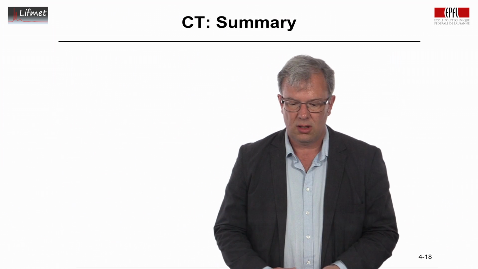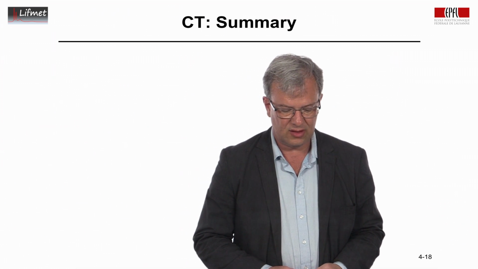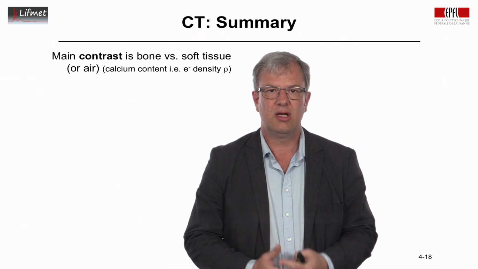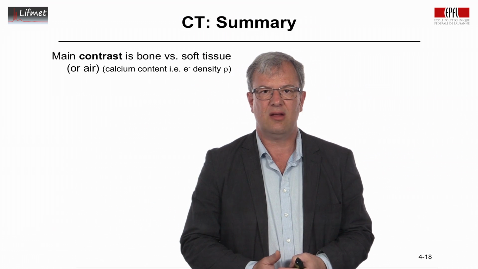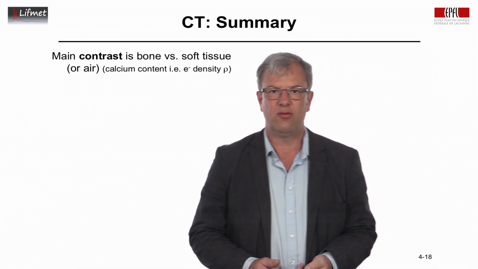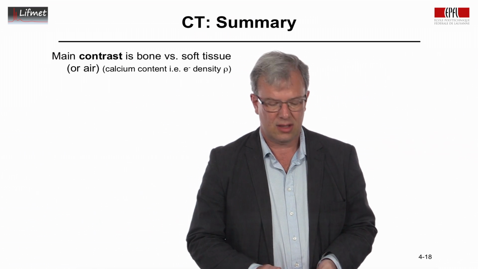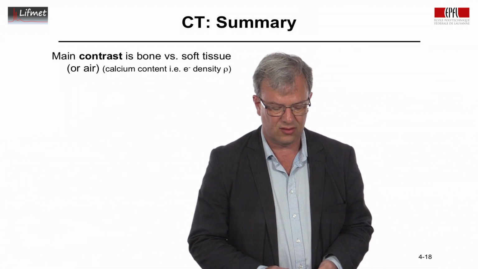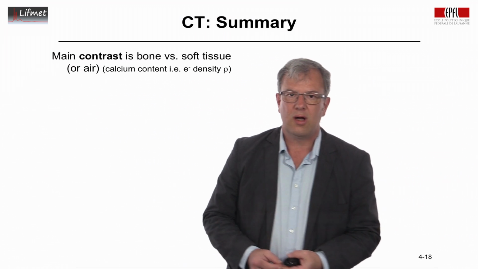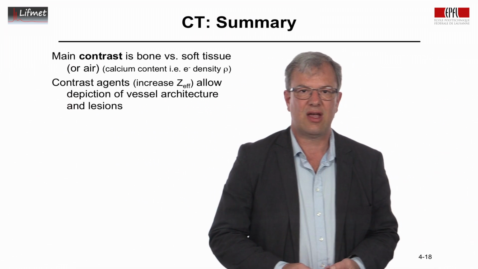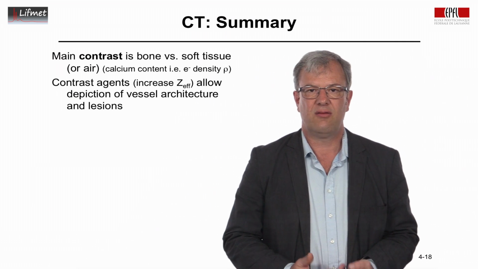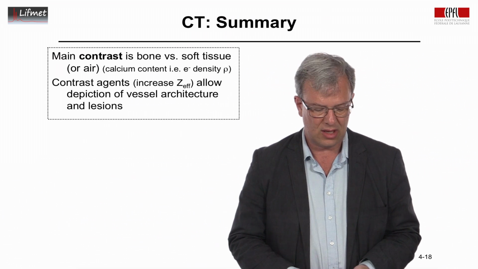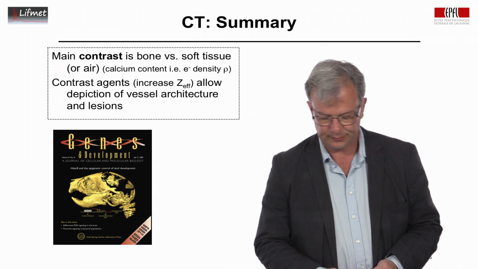So now I want to do a brief summary of the CT. Computed tomography is done by X-ray absorption. That's the main contrast mechanism, and the main contrast that one can see is bone versus soft tissue or air. The underlying reason is that one primarily measures the electron density rho. One can use contrast agents which increase the effective Z to depict vascular architecture or lesions. So contrast agents are useful. They can be used in addition.